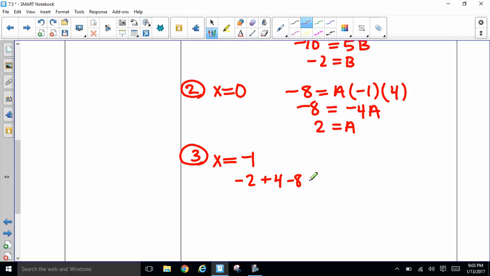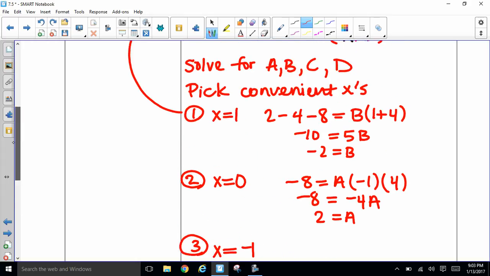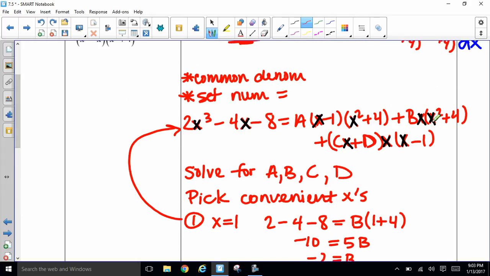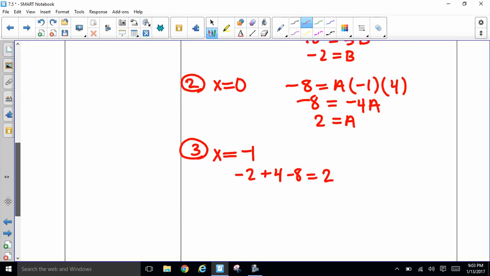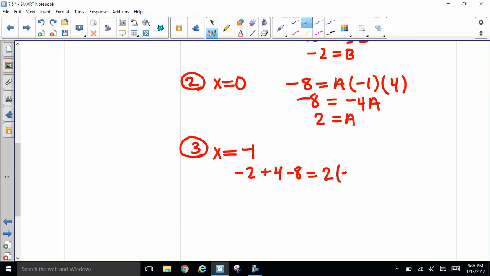If I want to plug into the right side, so 2, because I already know what A is. Again, you're replacing everything that you already know. I'm going to put in the 2 for A, and then I picked -1, so -1 minus 1, and keep going. So -1 minus 1 is -2. And then if I take -1 and square it, I get 1. If I add 4 to it, I get 5.